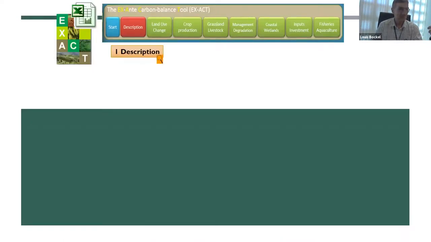So now let's go a bit inside the tool. What you see up is a screen. Up in the screen is a menu of the tool. It's covering a description, land use change, crop production, grassland management, degradation, coastal wetland, inputs, and fisheries. And this EXACT tool is using the IPCC coefficients, about 10,000 coefficients coming from the Intergovernmental Panel on Climate Change. And they are used as default coefficients.